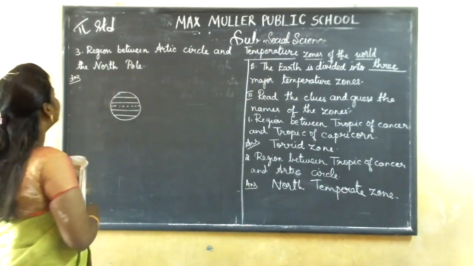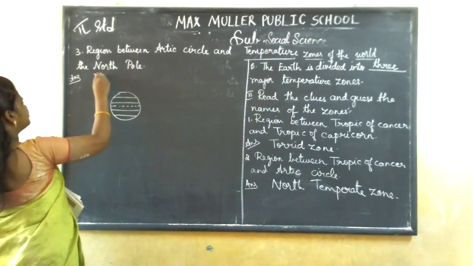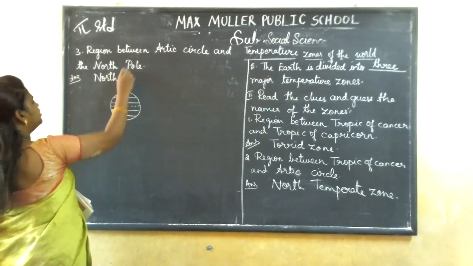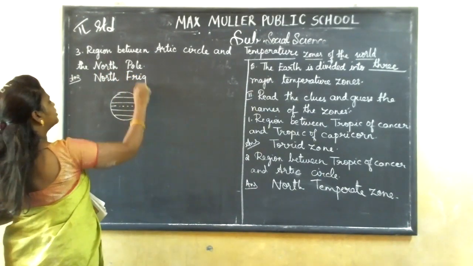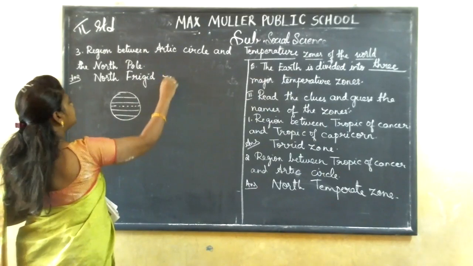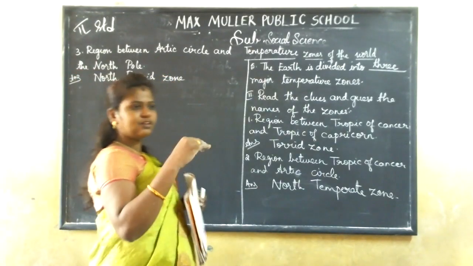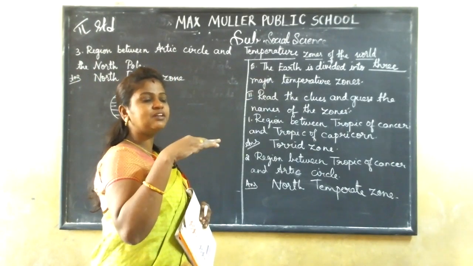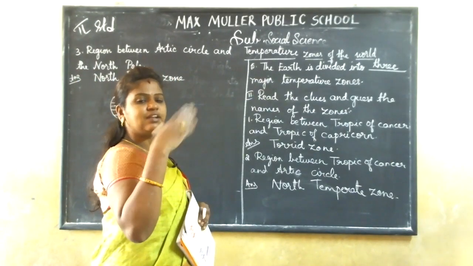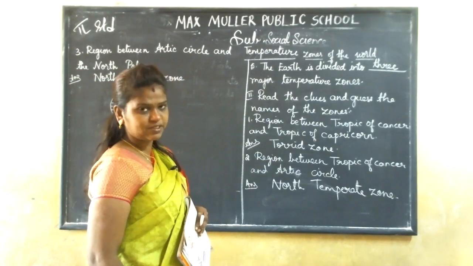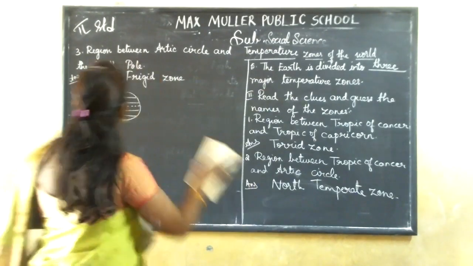It is the north frigid zone. Because here the Arctic Ocean, the place or the area between the Arctic Circle and the north, is called the frigid zone. So it is the north frigid zone.